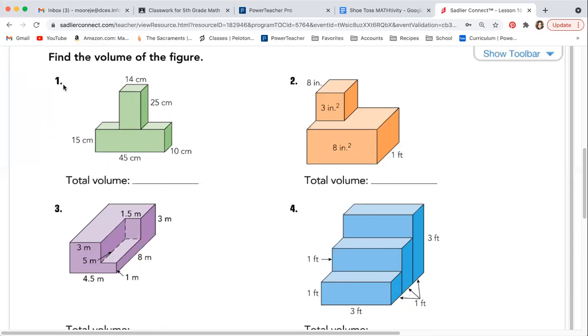There we go. Uh-oh, it's being slow. Am I cutting in and out, guys?